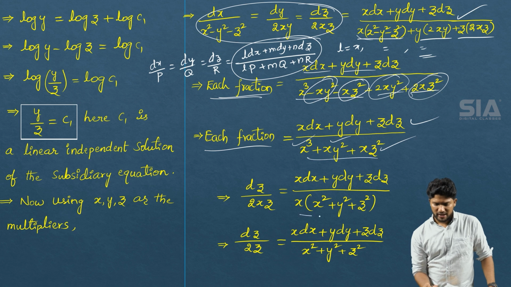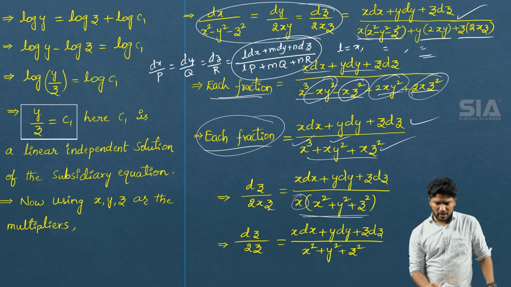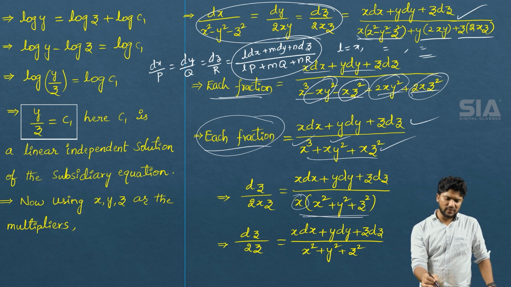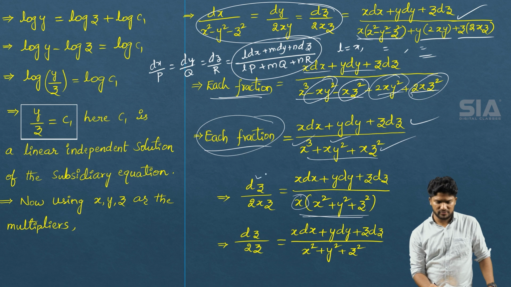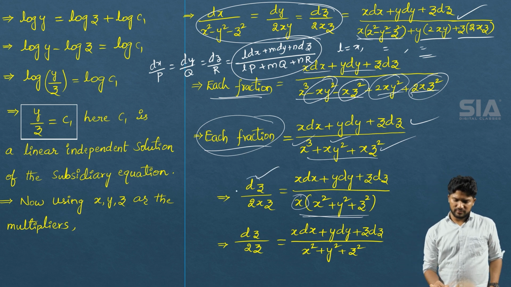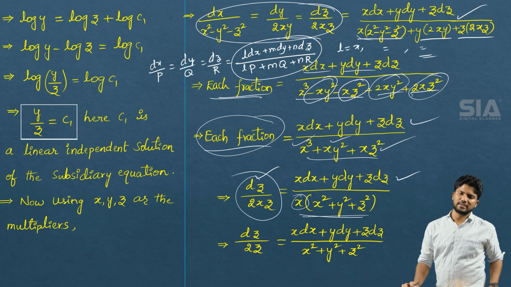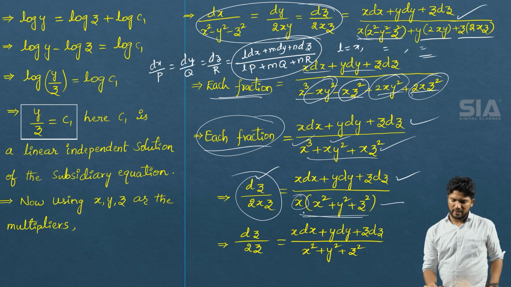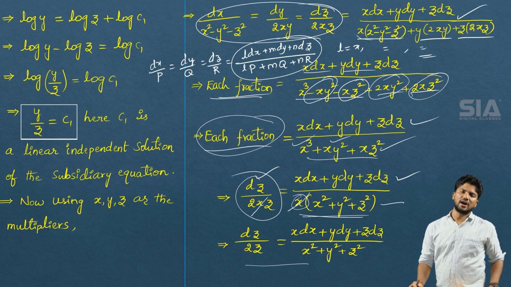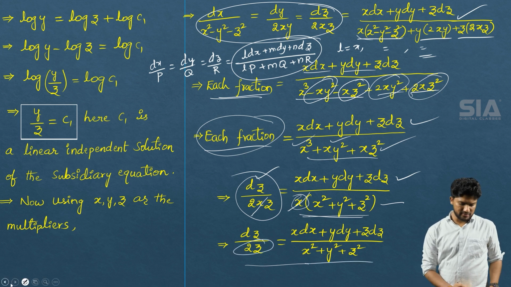Now from the denominator take small x common. Here I wrote each fraction. If you take small x common, take the last fraction where you have the small x term. So each fraction, you can take any fraction, dz by 2xz. I am taking the last fraction, dz by 2xz is equal to x dx plus y dy plus z dz by, if you take small x common in the denominator, x into x square plus y square plus z square. On both sides x will get cancelled, and write down the remaining values: dz by, after x gets cancelled, 2z is the denominator value and x square plus y square plus z square is the denominator value.